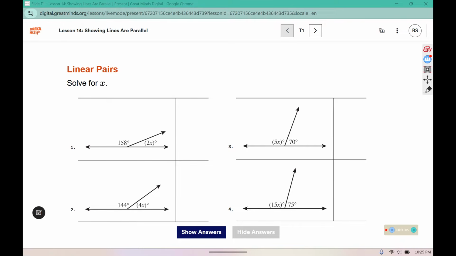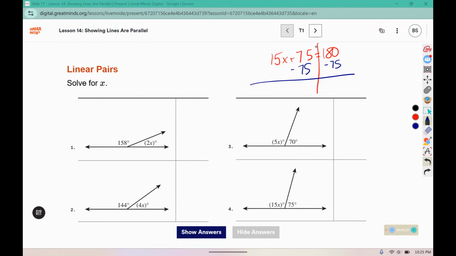With these four problems, we are still looking at straight angles or straight lines, which have 180 degrees, but we now have a variable with a coefficient in front. So 15x plus 75 has to equal 180. So we're going to flip 75 over and move it to the other side. Now it's gone from here, and we still have 15x on the left. 180 minus 75 is 105.